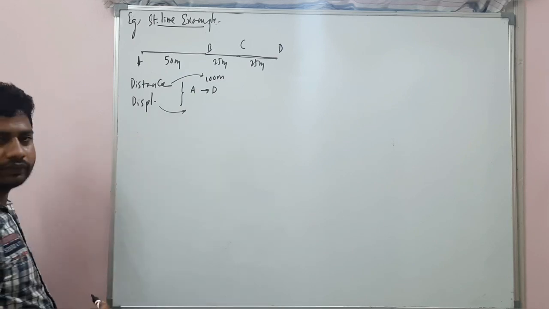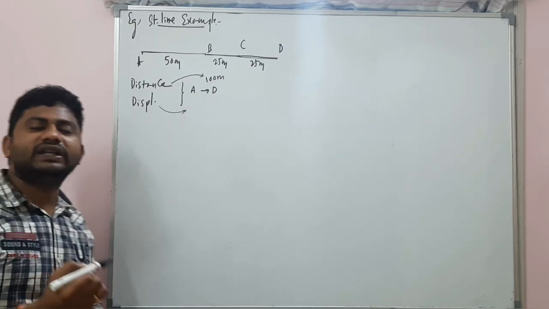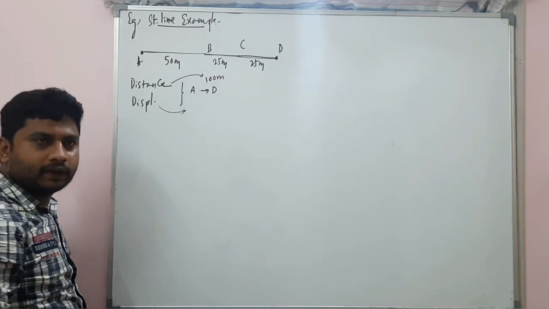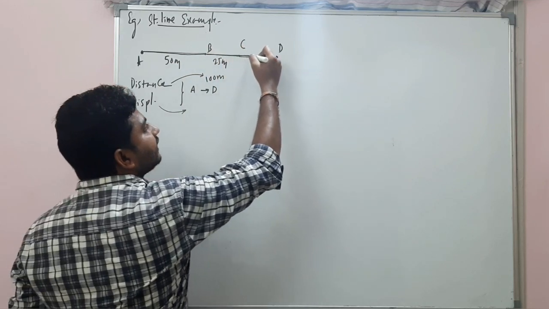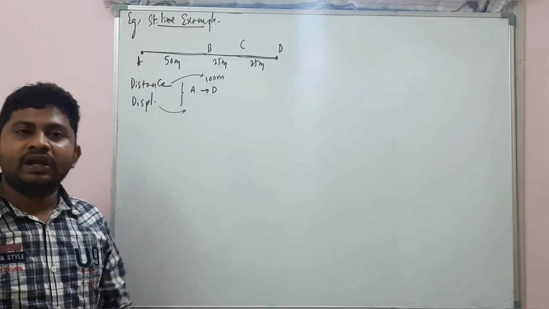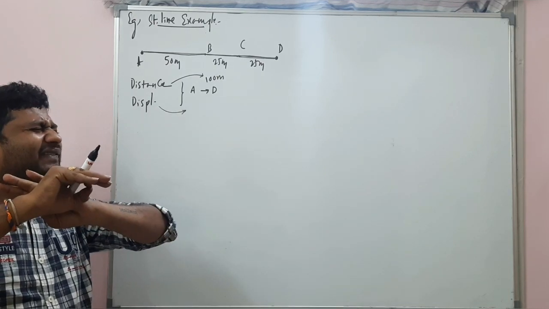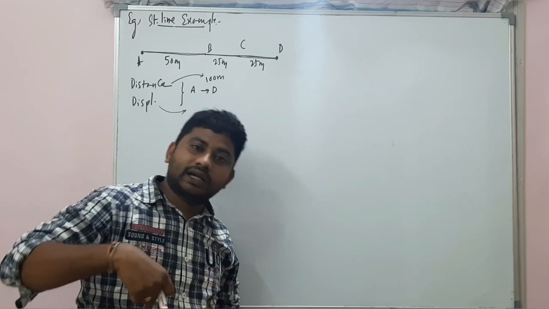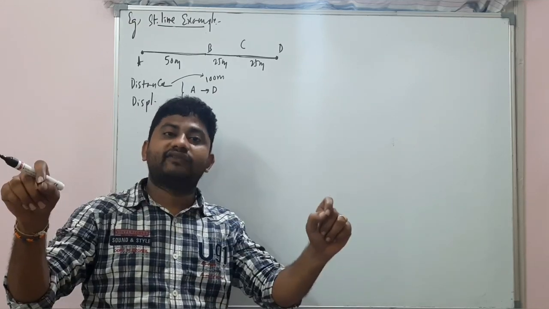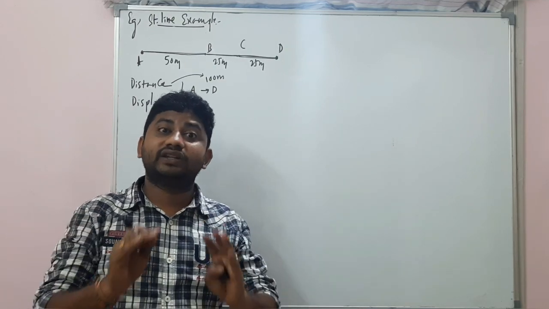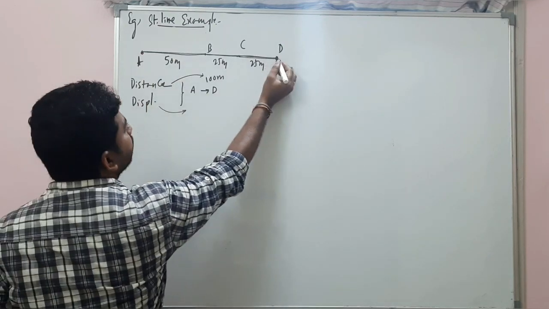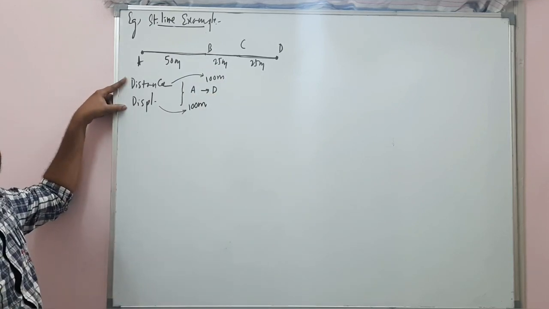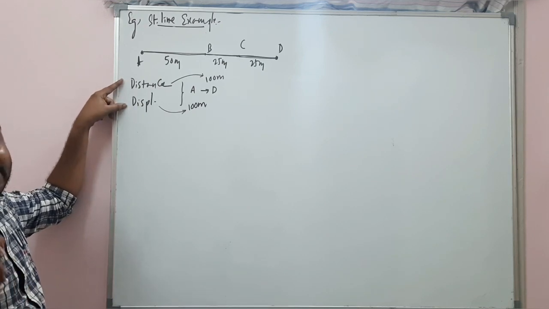What is the displacement? Displacement is the shortest path between initial point and the final point. Shortest path is a straight line. Remember, again I'm telling you, when you are finding displacement, identify the first point and the last point, whether the body is moving in a straight line or a triangle shape or a hexagon shape or in a circle. Initial point, final point, identify, draw a straight line, find the length of the straight line. That's called the displacement. So displacement from A to D is also 100 meters. So what you can find here, distance and displacement can be same.